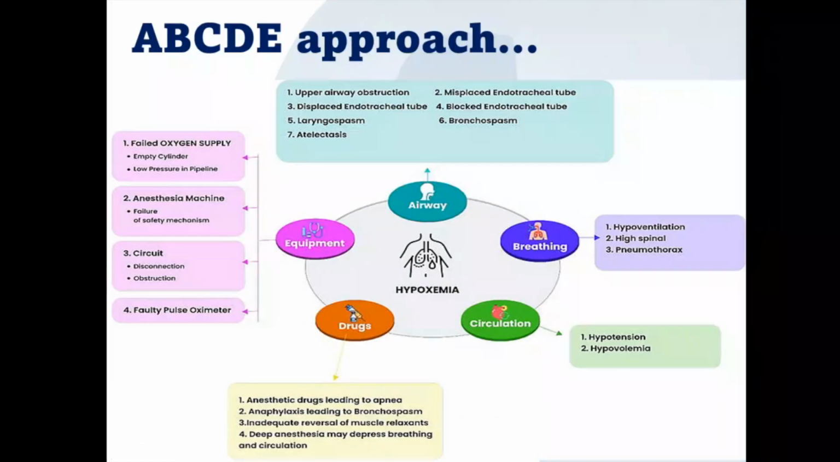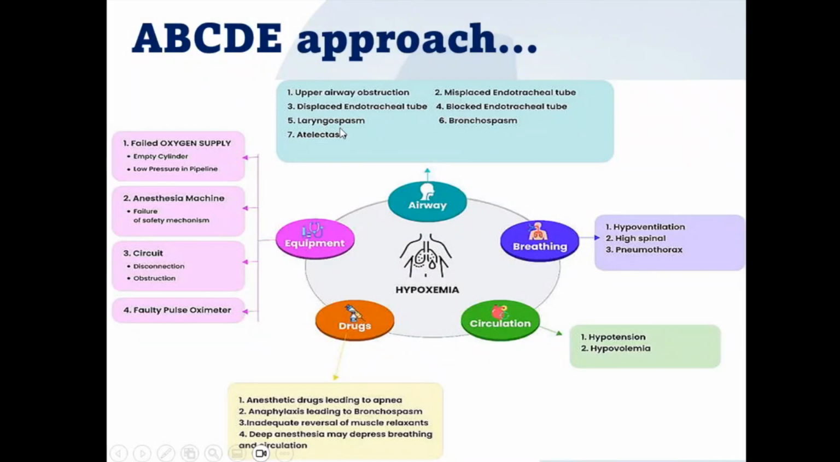So there is another ABCD approach. Let's say you are doing a case in the OT, you take an ABG, and the patient is hypoxemic. You can always go to the ABCD approach to find out what could be the problem. It all goes back to the 5 causes of hypoxemia, but this is the approach you take to identify or troubleshoot the reason for the hypoxemia. I'll share this slide in the group as well, so you all can keep it as a quick reference.